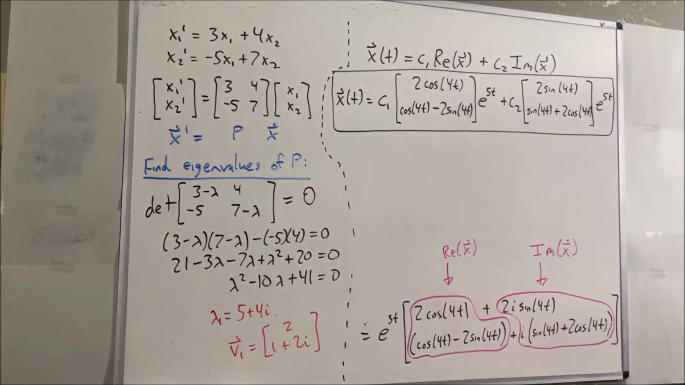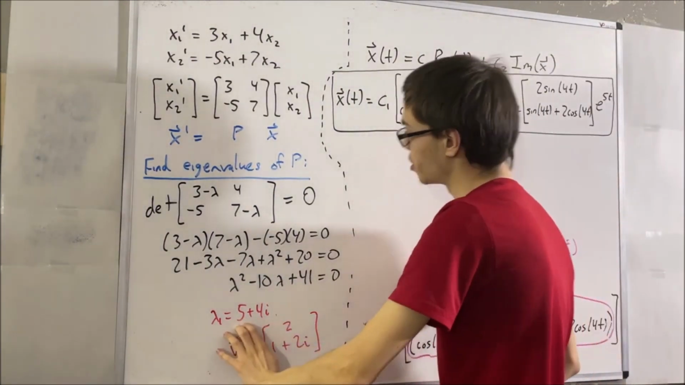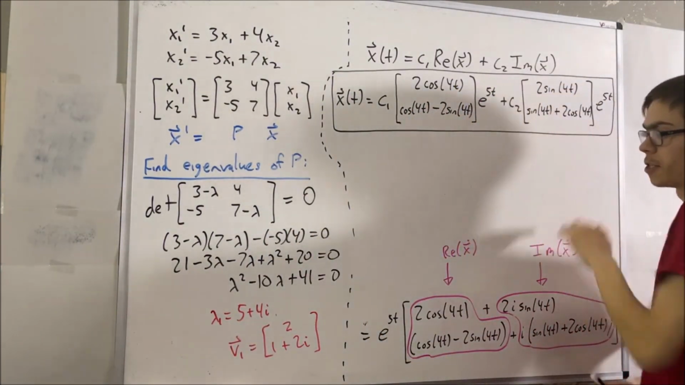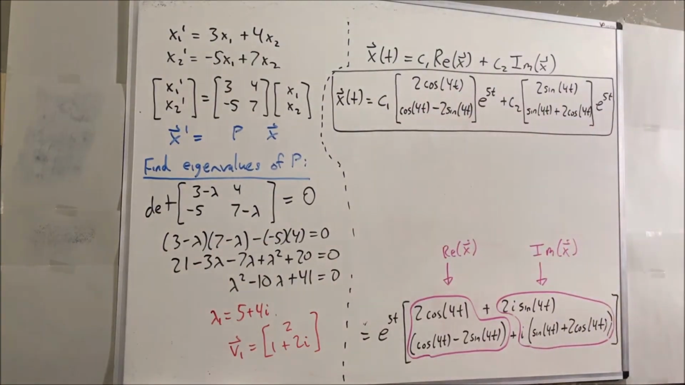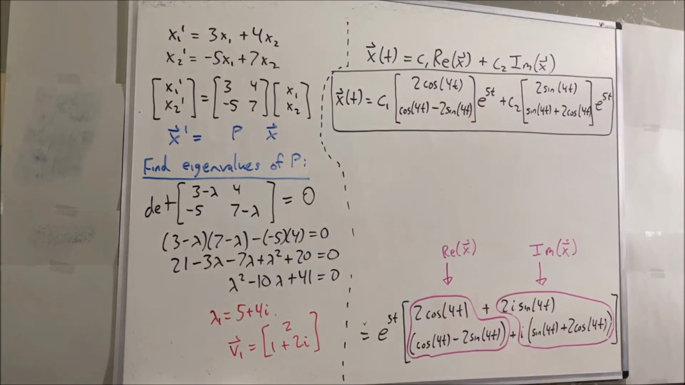And so it's pretty cool, right? When you have complex eigenvalues, you end up with sine and cosine, which is pretty cool in my opinion. So this is basically it for this video.